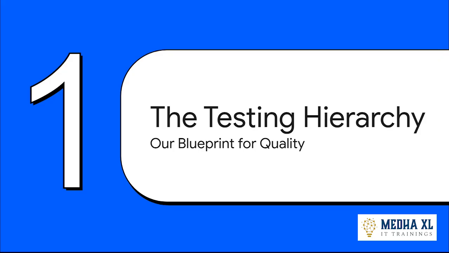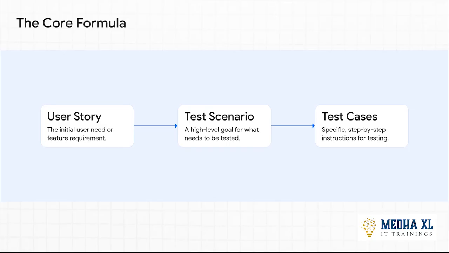Okay, so to take that story and turn it into a real, rigorous test, we need a plan, a blueprint, right? A framework that makes sure we don't miss anything. And that's what we call the testing hierarchy. It's basically our guide to get from that initial concept all the way to the finished, tested feature. And here it is. This is the core formula, the roadmap for this whole thing. It's a simple three-step process. We start with a user story. Then we turn that into a test scenario, and finally, we break that down into one or more really specific test cases. Let's walk through each one of these steps.